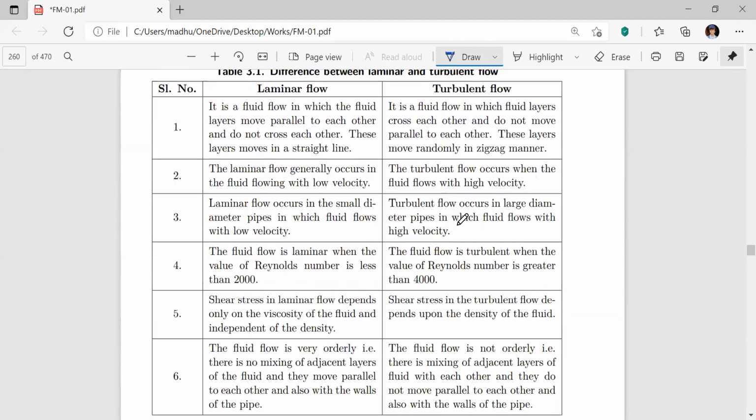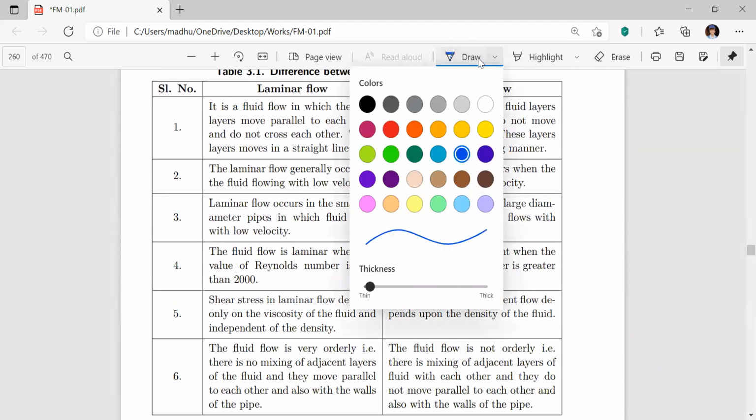There are some major differences between laminar and turbulent flow. So these differences are as follows.